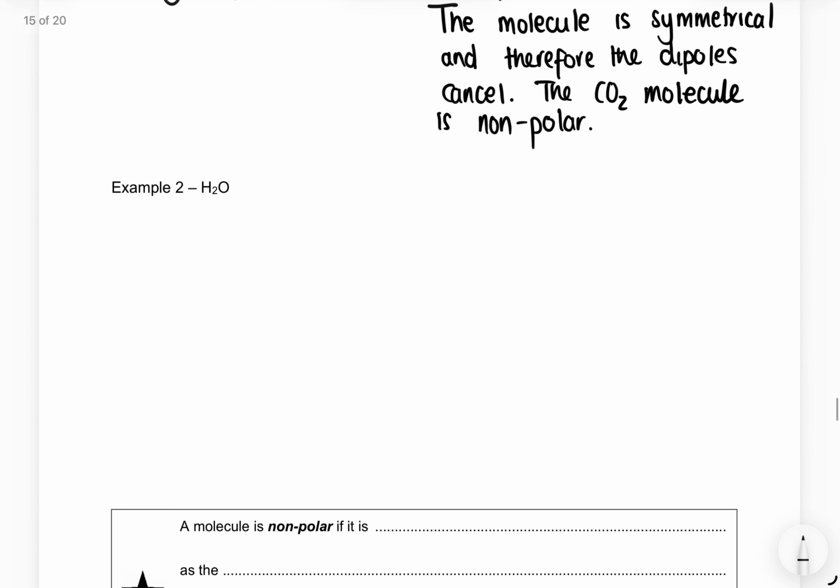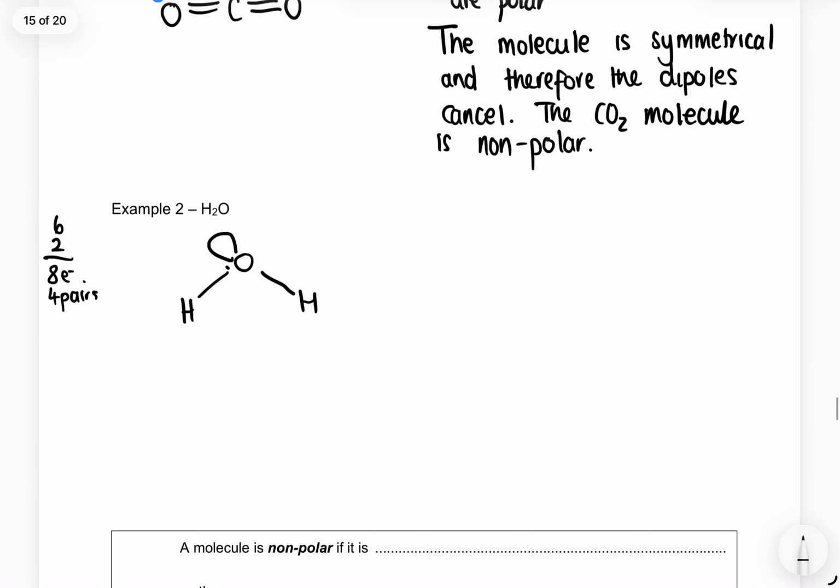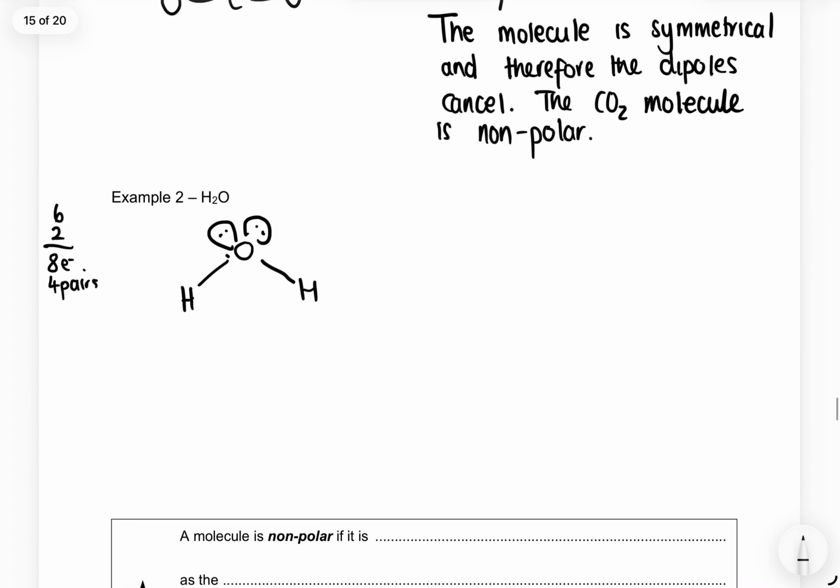If we look at water, oxygen is in group 6. It has 2 hydrogens attached, so that's 8 electrons or 4 pairs, but only 2 bonds. So this is 2 bond pairs like this, and 2 lone pairs like this. And so this is V-shaped.